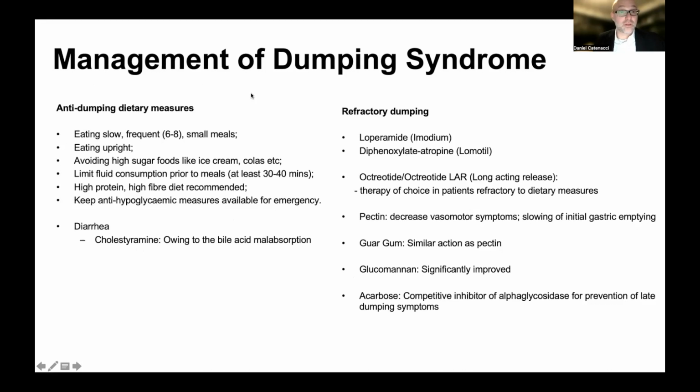It's not working with the first sort of pass of things to try. That can be using drugs like Imodium, anti-diarrhea drugs like Imodium or Lomotil, using a drug called octreotide long-acting release, which is a shot under the skin or subcutaneous that is useful in some patients. Other things like pectin and guar gum and glucomannan can help to slow the gastric emptying that's clearly happening too quickly.